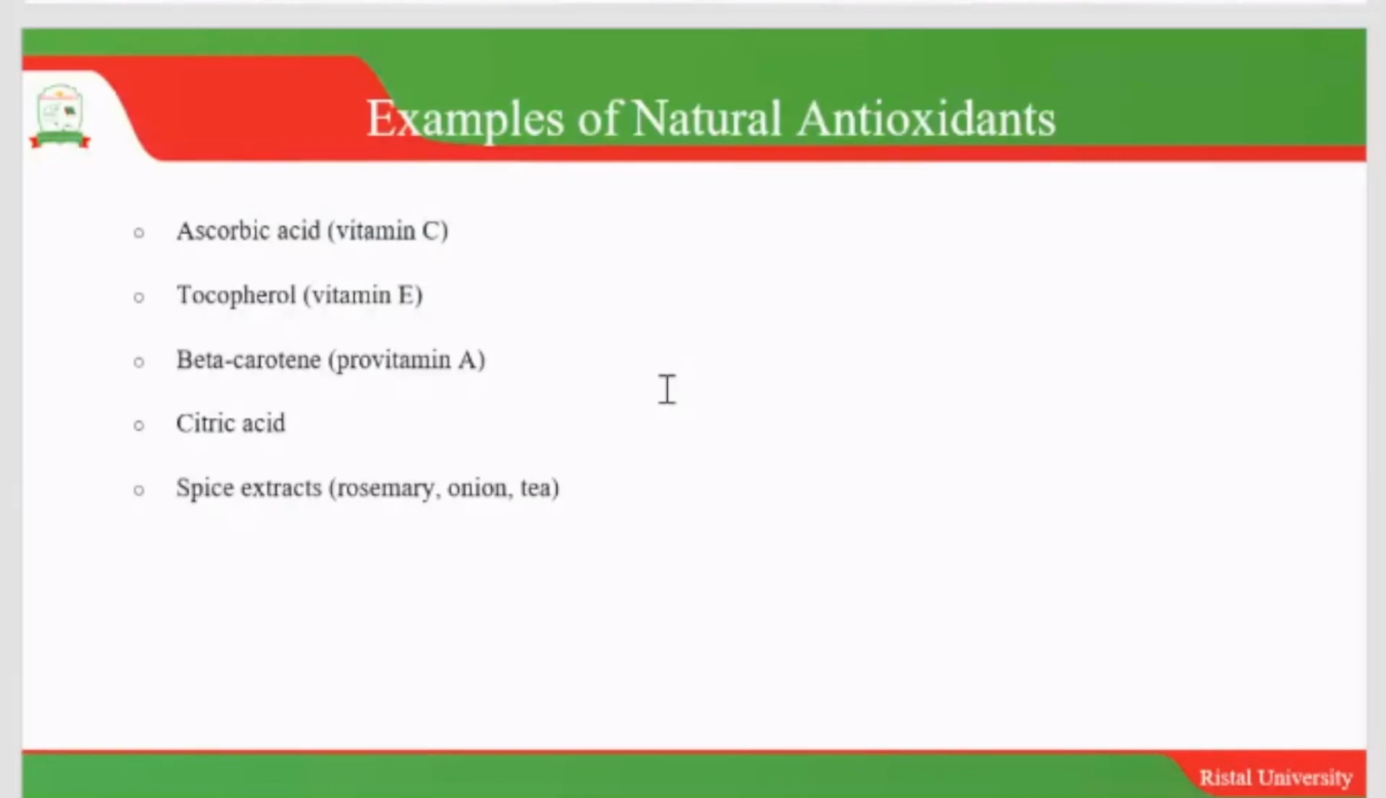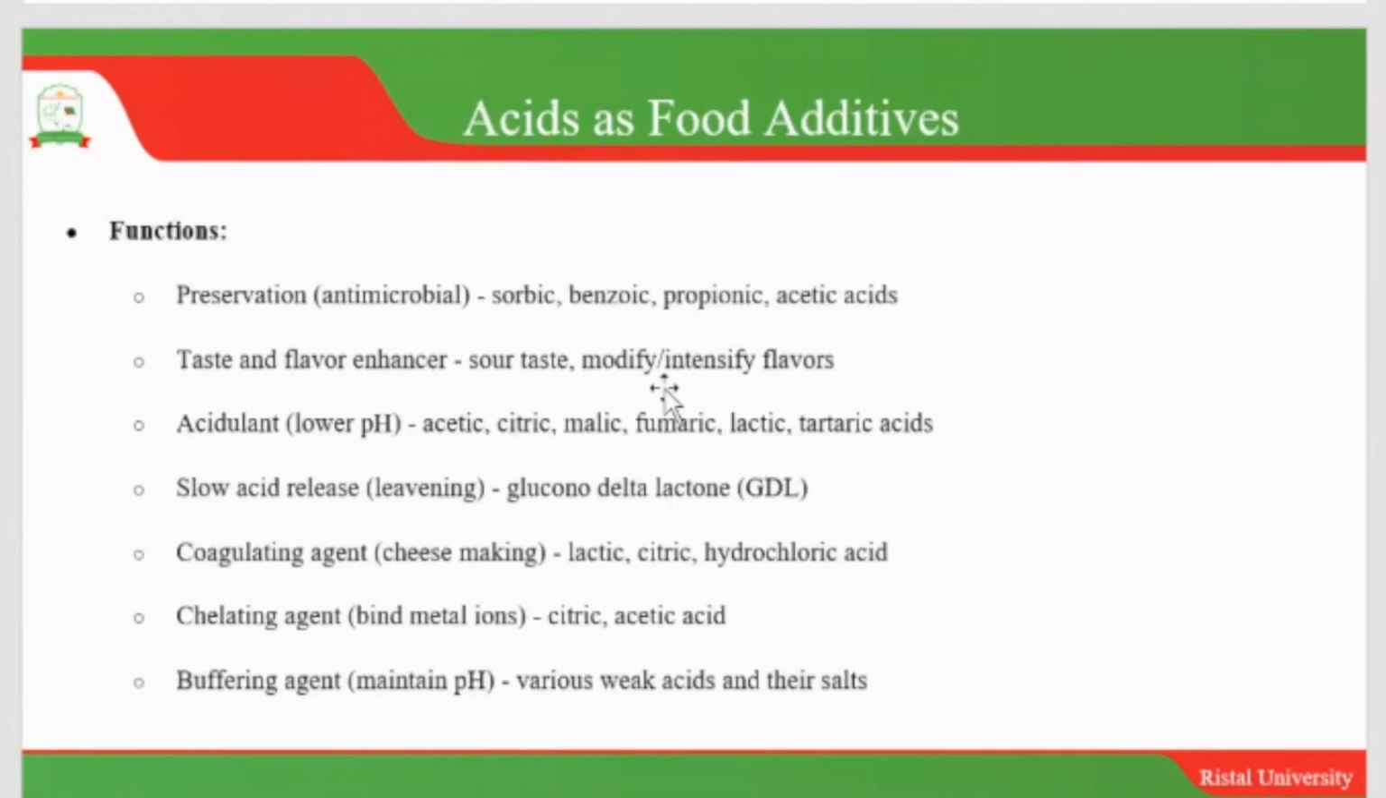Okay, so acids as food additives. We've looked at a number of them, the benzoates, the acetates, etc. So what do they really do? One of them, we have said, is that they help us in preserving, such as the sorbic, the benzoic, the propionic, and also the acetic acid. And also we are looking at taste and flavor enhancing. They give us a sour taste, for example, the vinegar.